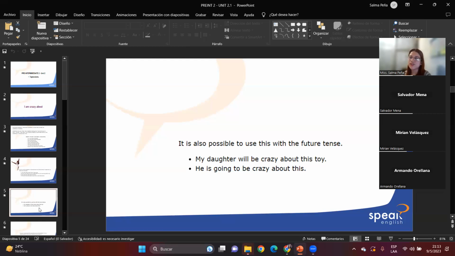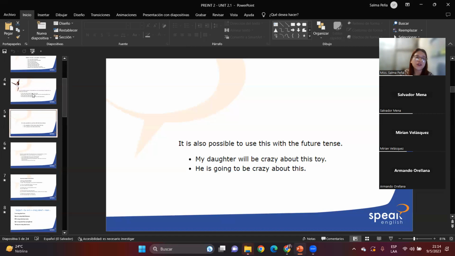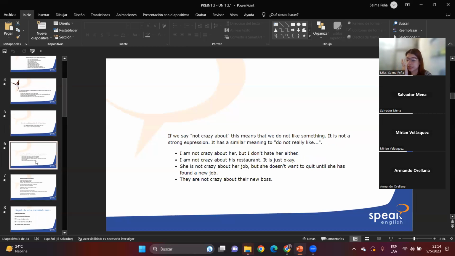Okay, exactly. So guys, we can use it to talk about the future. My daughter will be crazy about this toy. Or he's going to be crazy about this. Talking about the future, to make reference to the future. And also we can create negative expressions like this. We say, I am not crazy about, and this means that we don't like something or someone. It's not a strong expression, but it has a similar meaning to do not really like. They are so similar.